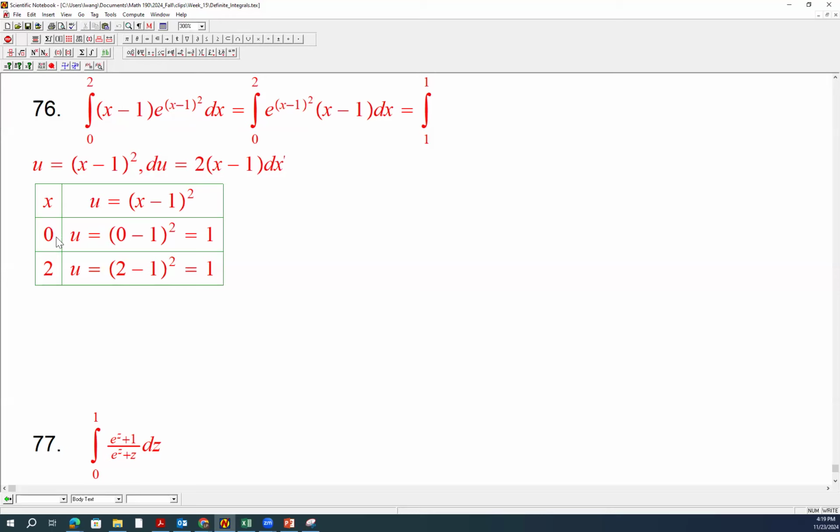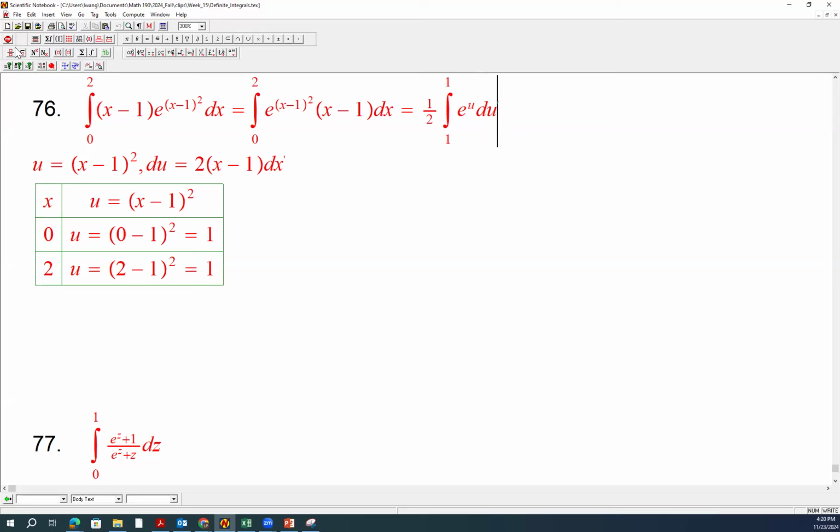Let's double check. x equals 0: 0 minus 1 is -1, and -1 squared is +1. When x equals 2: 2 minus 1, to the power 2, is going to be 1 again. So no matter how this turns out, even though we're going to have e raised to the power of u times half du, this is going to be 0.